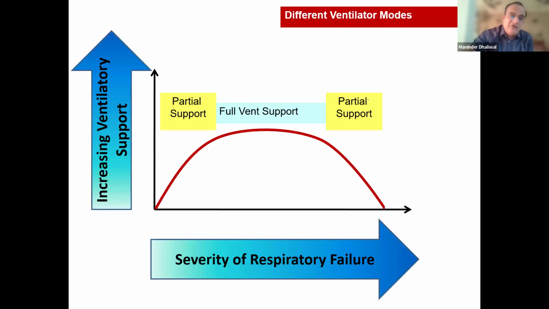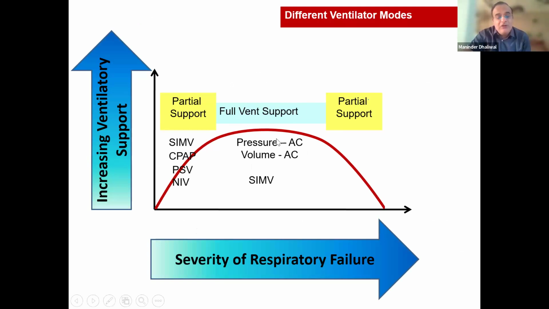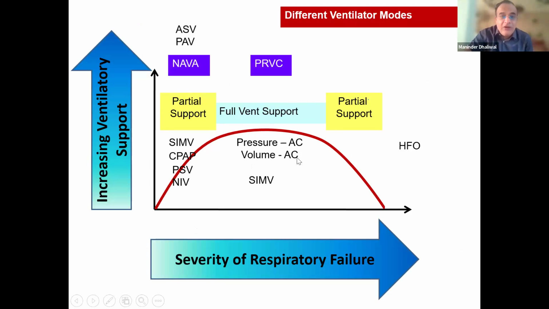So these are the various different ventilator supports which you should be aware of. There's partial support, which is initially in the form that can be NIV or your HFNC, then full ventilator support. And if you see at the end, again, the ventilatory support becomes partial in the form of APRV. So over here, you can actually sedate and paralyze the patient. Here, the patient will be taking mostly spontaneous breaths. And over here, the patient can even be awake.